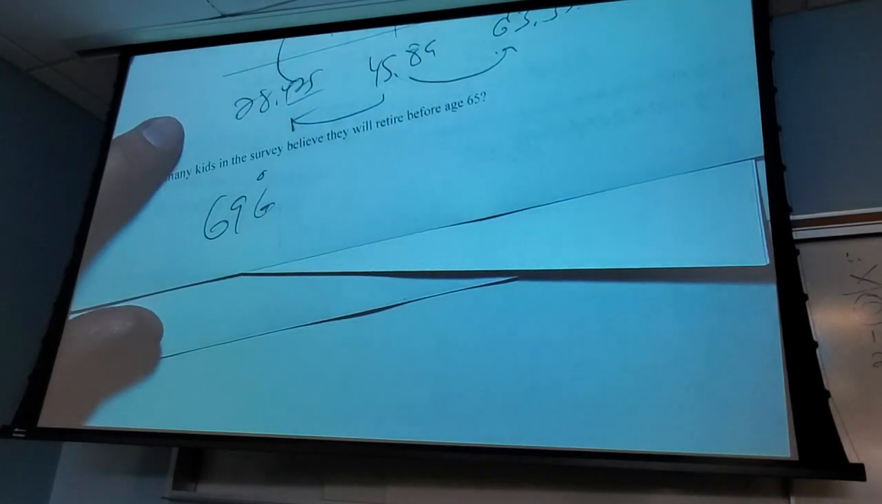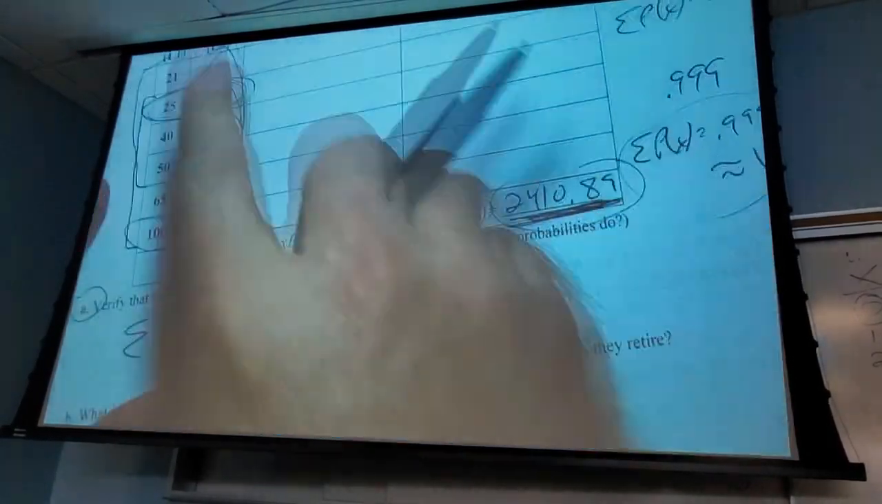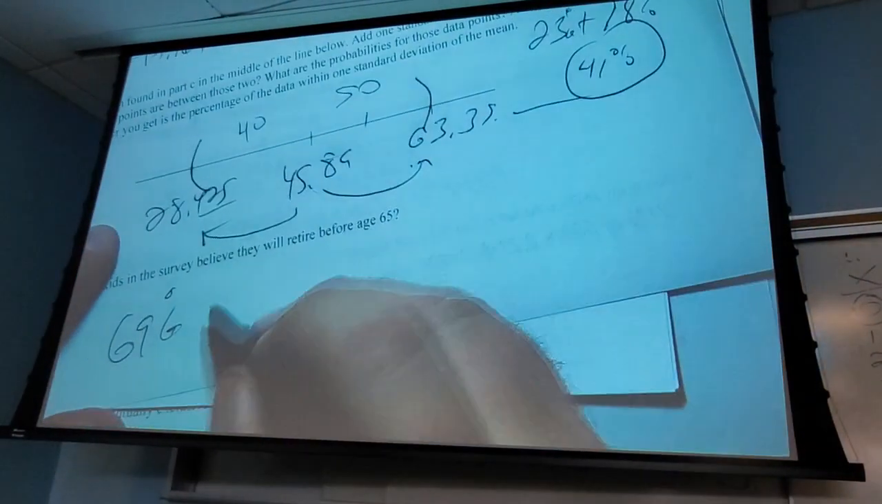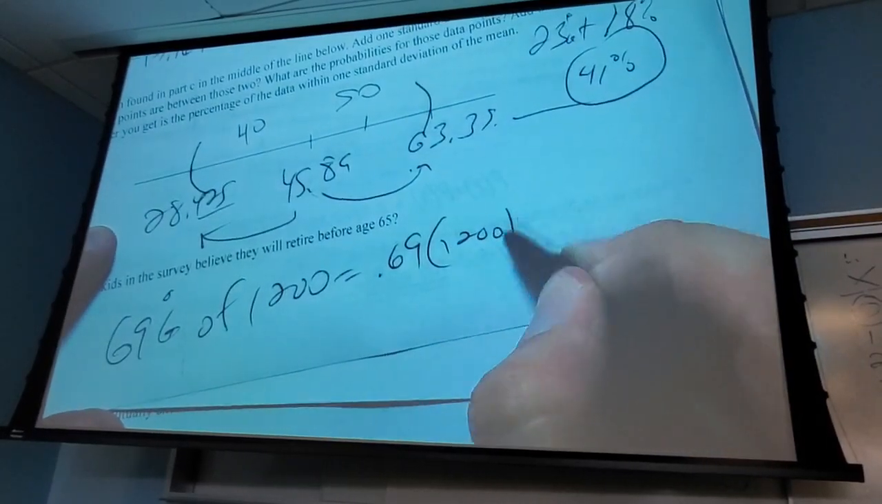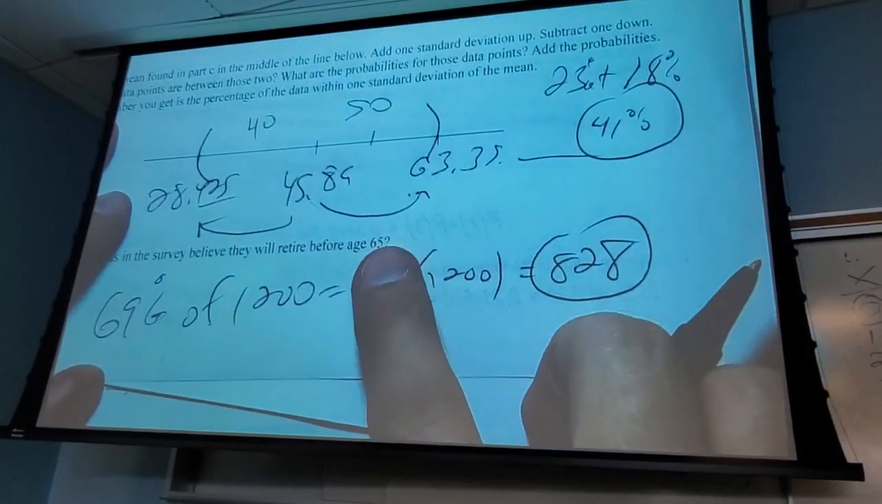I want to know the number of kids. Well, 69% of what? 1,200 kids. And what is 69% of 1,200? 828. 69% times 1,200 is 828. So 828 kids think they'll retire before 65.